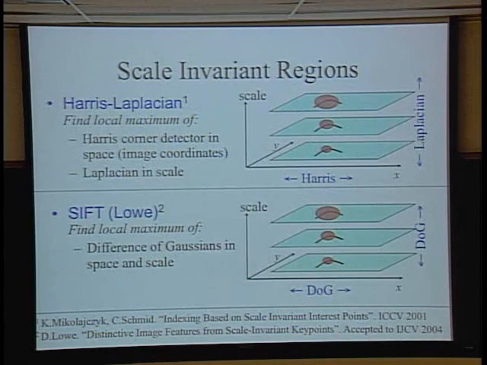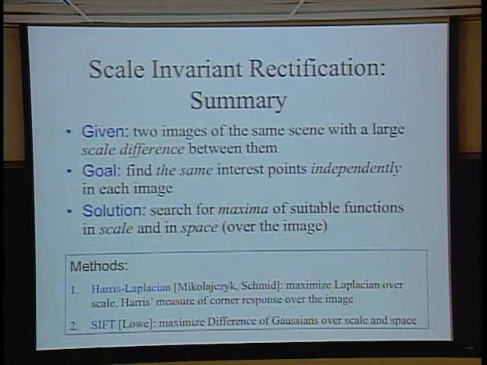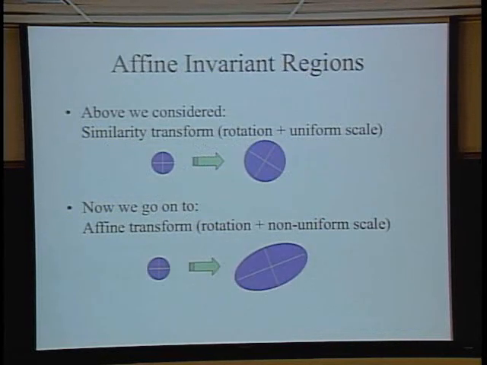Another thing you can do is what's called the Harris Laplacian, which is to say, at every scale, in the spatial domain, at every x, y, you do Harris corner detection, and then you do this Laplacian thing with respect to scale. And then there's SIFT, which is a little bit more complicated. So that's just a summary of what I just said. That's what happens if you really care about finding interesting regions in images that are invariant with respect to scaling.